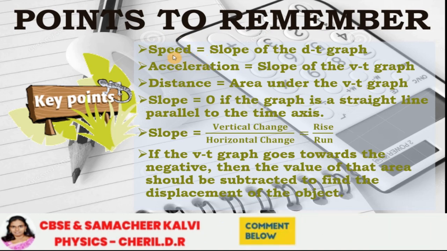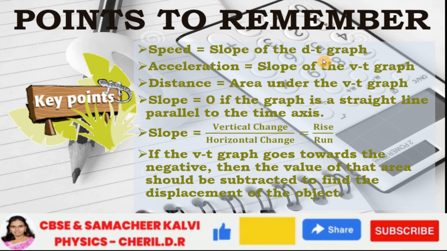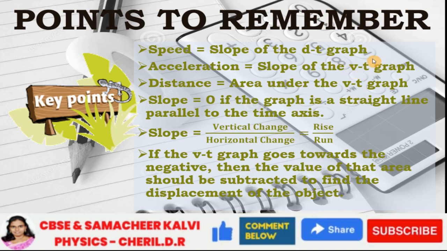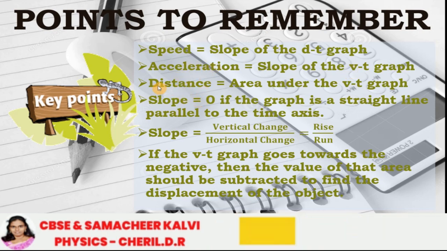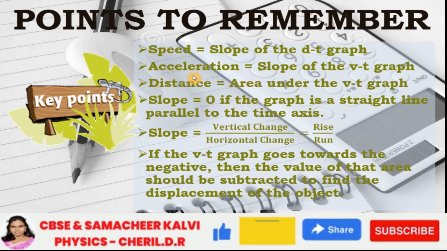Speed can be calculated from the slope of the dt graph. As I told you, in these equations of motion we are not going to consider the dt graph, but we are only going to consider the vt graph, that is the velocity time graph. So from the velocity time graph, what can we calculate? We can calculate the acceleration and the distance. Both of these we can calculate. And what does it mean when the slope is equal to 0? The graph is going to be a straight line parallel to the time axis.